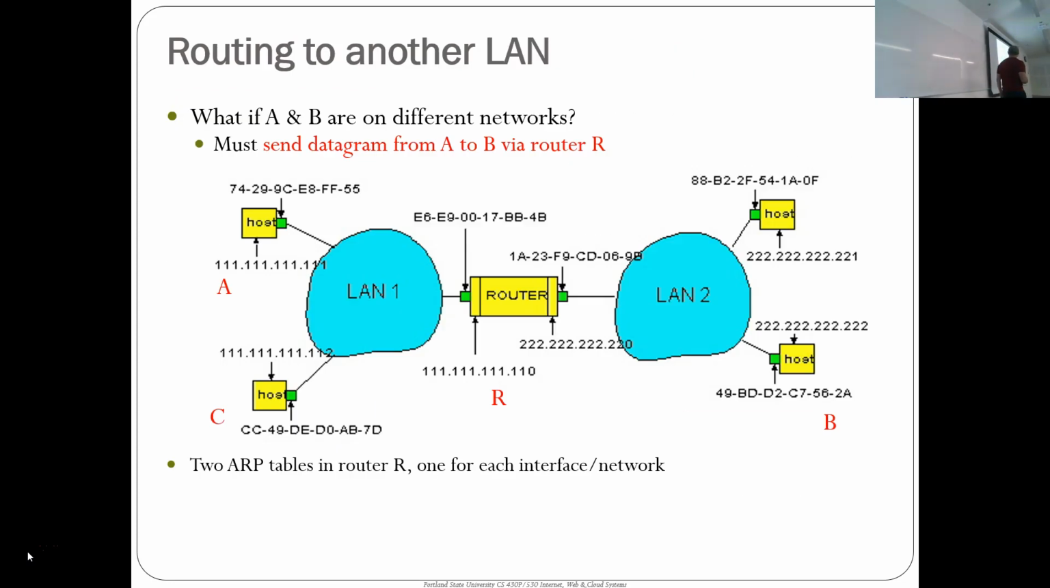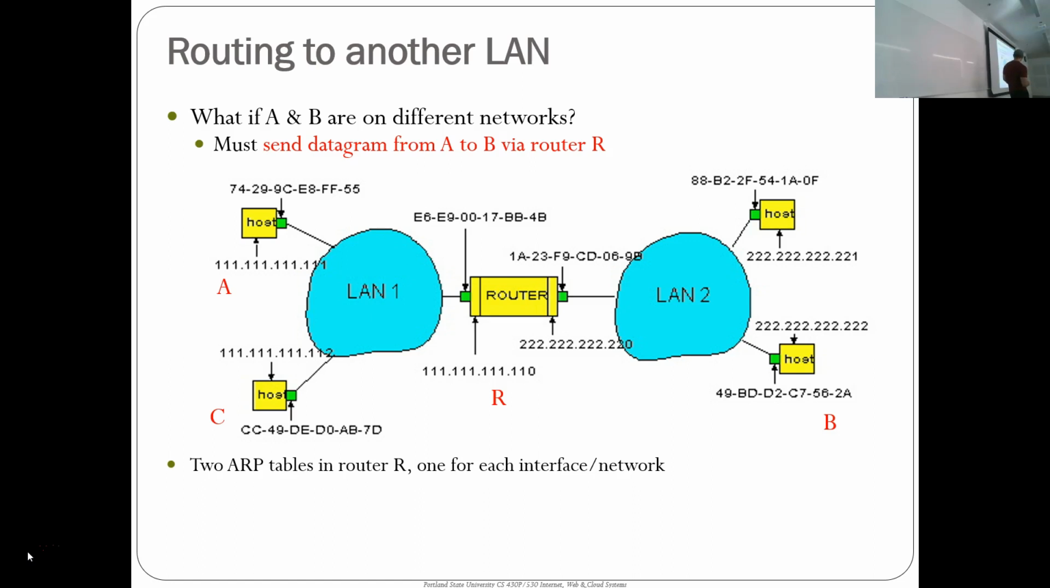Okay. So what happens if A and B are on two different networks? So say B is Google and A is your web browser, and there's a router in between. And so what happens here, assuming that the router here has two interfaces, so every router has to have at least two interfaces to be able to route from one LAN to another. So here you have a picture where the person in the upper left is trying to send to the person in the bottom right. There are two ARP tables in R.